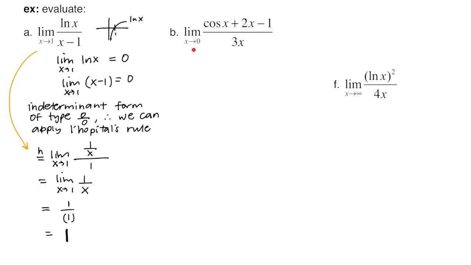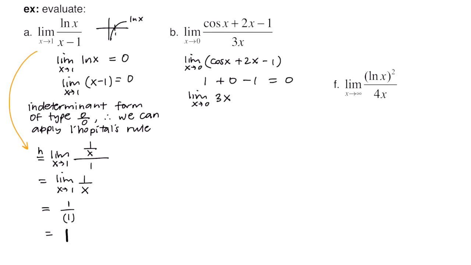For this example, we have the limit as x goes to 0 of cosine of x plus 2x minus 1 all over 3x. So we're going to check this limit by taking the limit of the numerator and the limit of the denominator. When we're taking the limit of the numerator, we're going to go limit of cosine plus the limit of 2x, and then minus the limit of 1. The limit as x goes to 0 of cosine of x is 1. The limit as x goes to 0 of 2x is 0, and the limit of the constant is just the constant. So we end up getting 0.